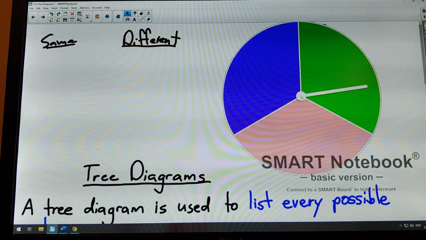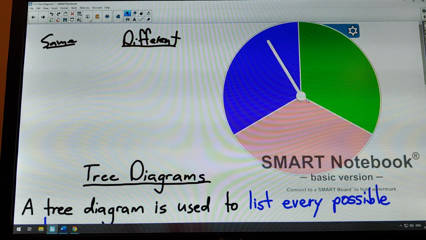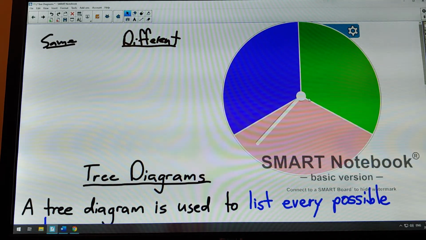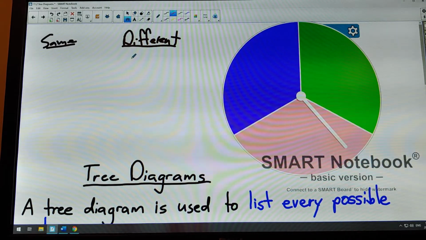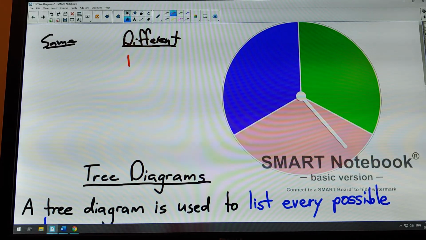Give it a spin, and whoa, look at it go. You got a blue. Okay, spin it again. Wow, that one's even faster, and it came up pink. Oh no, your partner gets a point. 1 point for the partner.